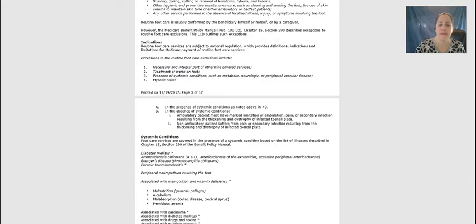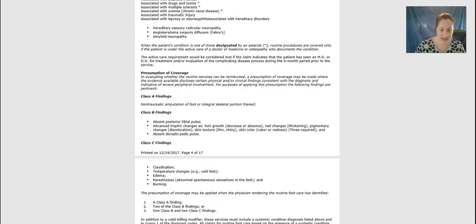So, routine foot care is not covered. But if your patient falls into these categories, it is covered. So, for the patient you have in front of you, covered or not covered, you've got to know the situation, the medical situation for the patient you have in front of you.